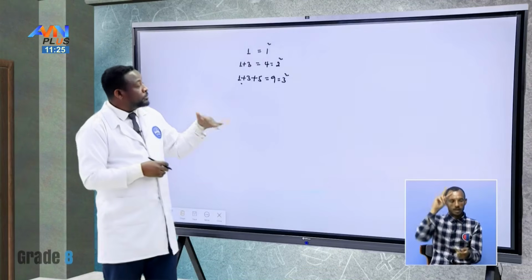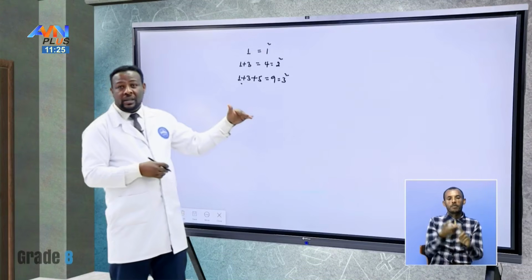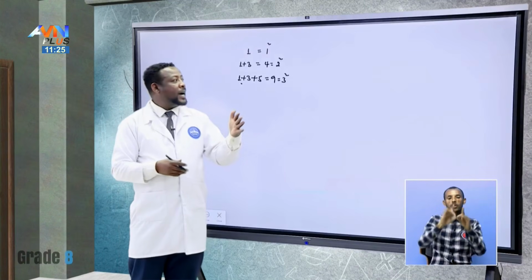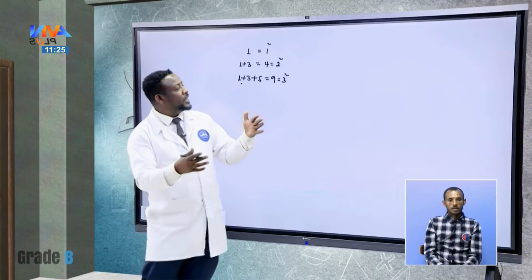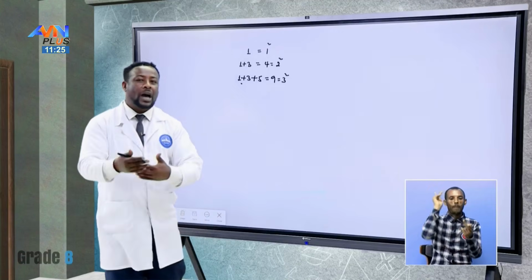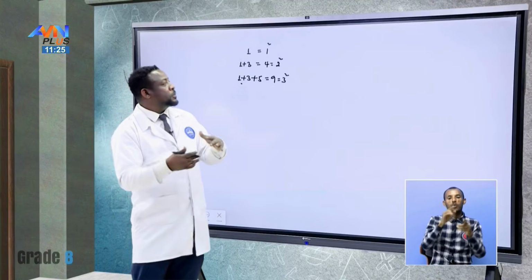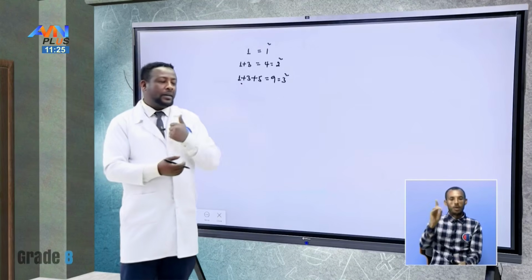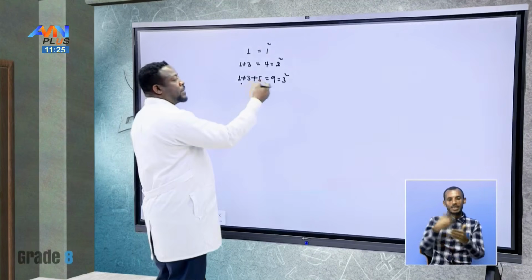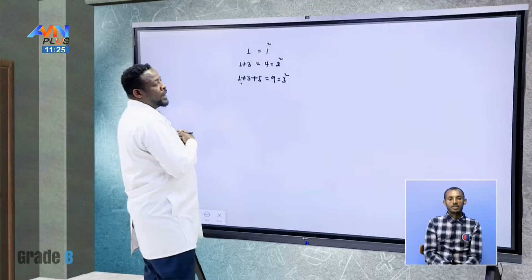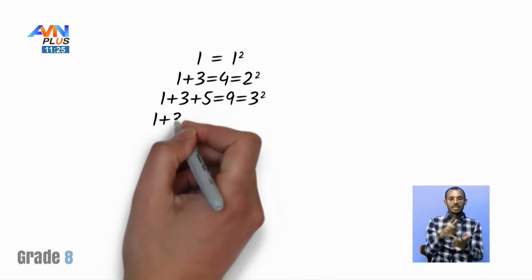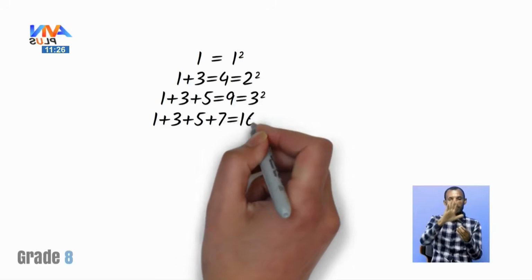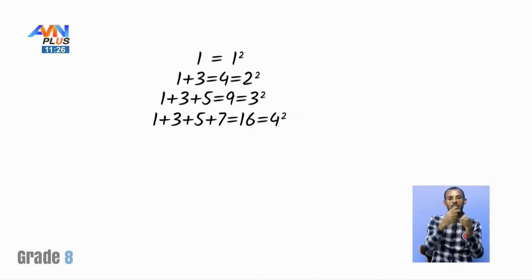Okay? So, from this pattern, what do you think the next perfect square is? How do you express the next perfect square as a sum of consecutive odd numbers? Good. The next perfect square is 16. It can be written as 1 plus 3 plus 5 plus 7. Okay? So this becomes 16 or 4 square.